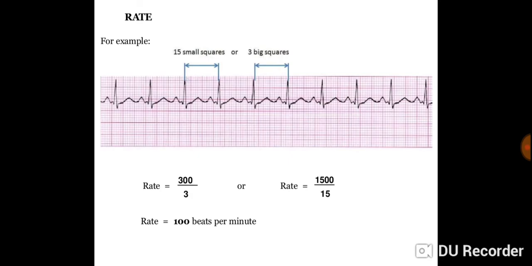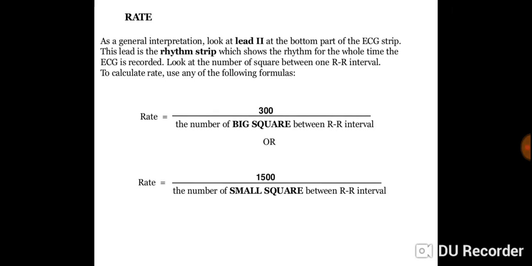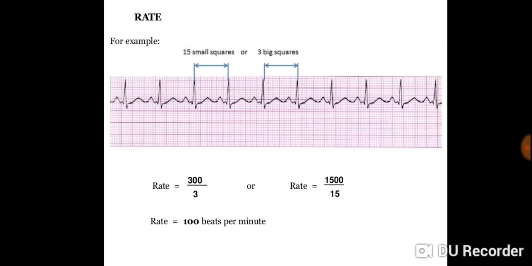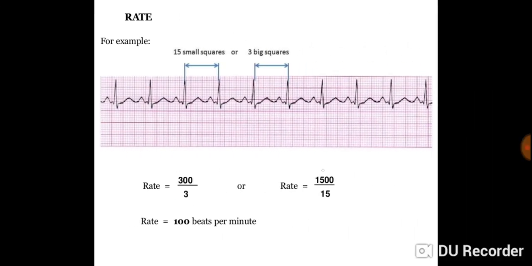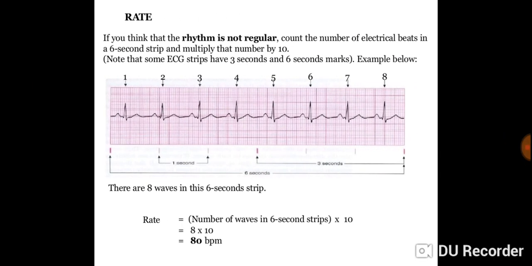You can see between 2 R waves, here and here, how many squares do we have between them? 2, 5, 7, 12, 17, 20, around 20. So this was 75. And if you're in a real hurry, you can also calculate it by this method: count the big squares between 2 R waves and divide 300 by that number. So this is an example of that, and this is an example of the small box calculation.